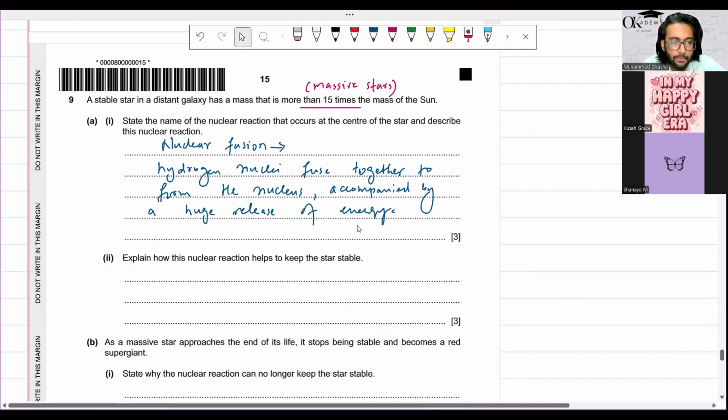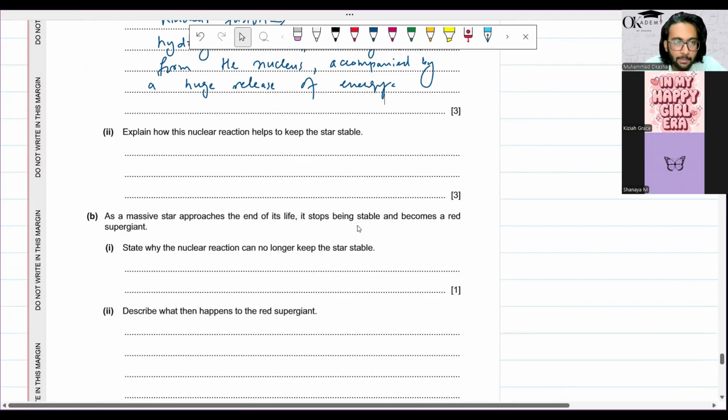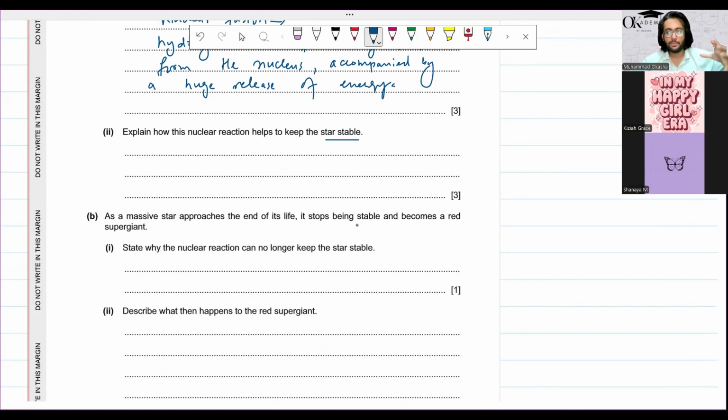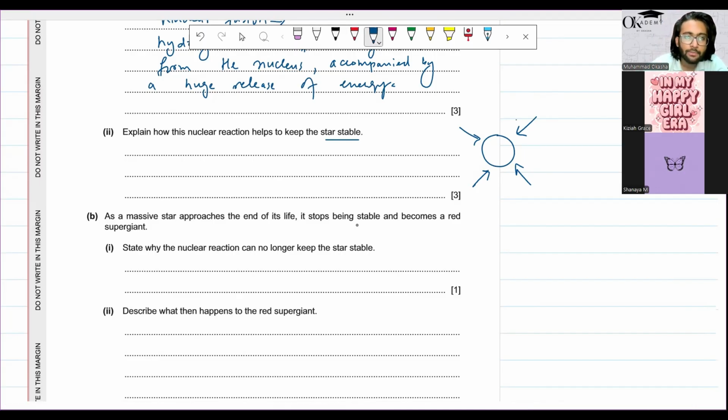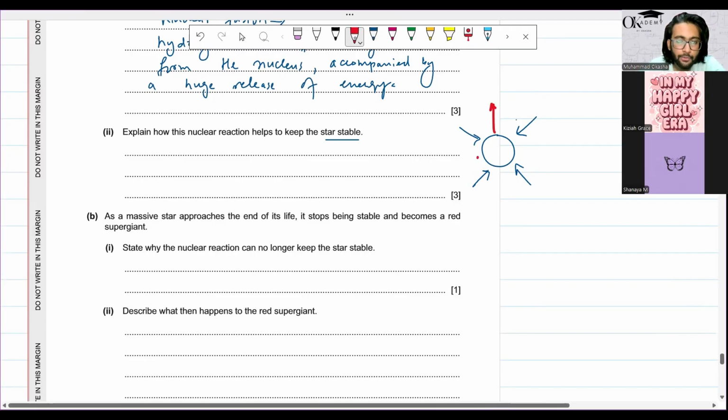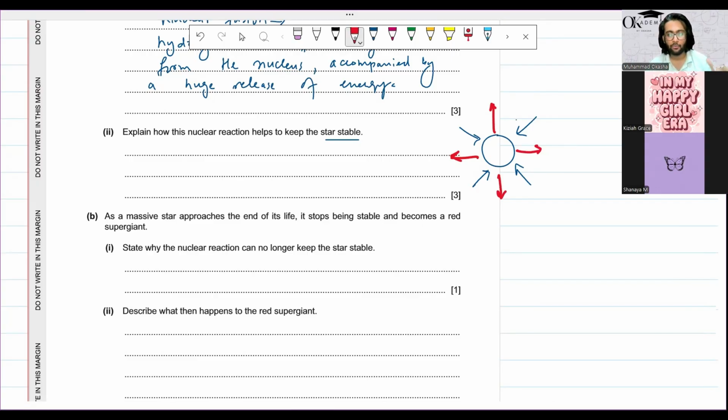Explain how this reaction helps to keep the star stable. Well, if you remember, there is a stable phase of the star, which goes on for millions of years, right? What keeps a star stable? Well, we know that there is immense gravity in the star, and it's constantly crushing the particles together. So if you look at this star, there's gravity that is crushing it inwards. But opposite to gravity, we have an outward force due to nuclear fusion. So when the inward gravity is balanced by the outward pressure exerted by the nuclear reactions, this is when the star is stable. It's going to keep on being stable until it runs out of the fuel, which is the hydrogen, and the outward pressure dominates.